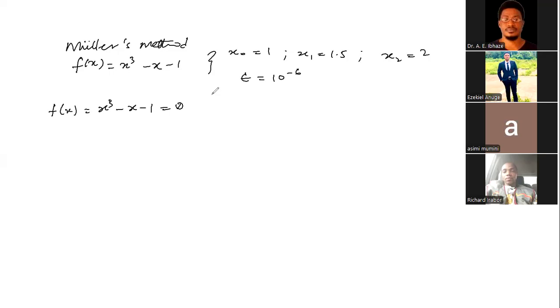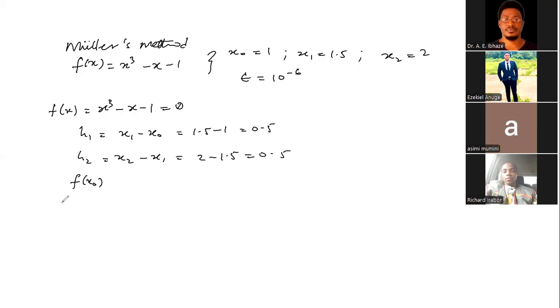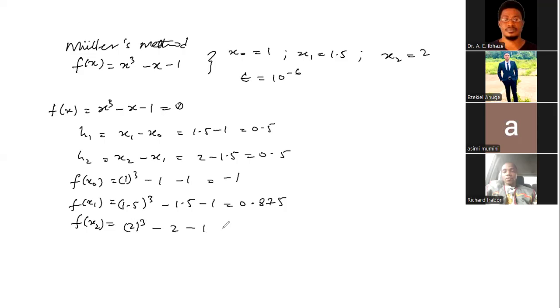So we want to compute the differences. Remember that H1 is S1 minus S0, which is 1.5 minus 1, which is 0.5. Then H2 is S2 minus S1, which is 2 minus 1.5, which is 0.5. Next we compute f of S0, f of S1, and f of S2. f of S0 is 1 cubed minus 1 minus 1, which gives negative 1. Then 1.5 cubed minus 1.5 minus 1 gives 0.875, because S1 is 1.5. Then S2 is 2, and 2 cubed minus 2 minus 1 is 5. So we literally evaluated these.